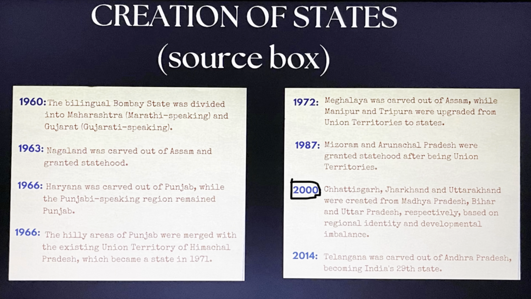Then in 2000, after a long gap, Chhattisgarh, Jharkhand and Uttarakhand were created from Madhya Pradesh, Bihar and Uttar Pradesh. Chhattisgarh was created out of Madhya Pradesh, Jharkhand was created out of Bihar, and Uttarakhand was created out of Uttar Pradesh. Before Uttarakhand was created, only Himachal Pradesh used to exist as a hilly state. If you go to Kashmir, you will get mountains, but hilly regions are Uttarakhand and Himachal Pradesh. So do not get confused.